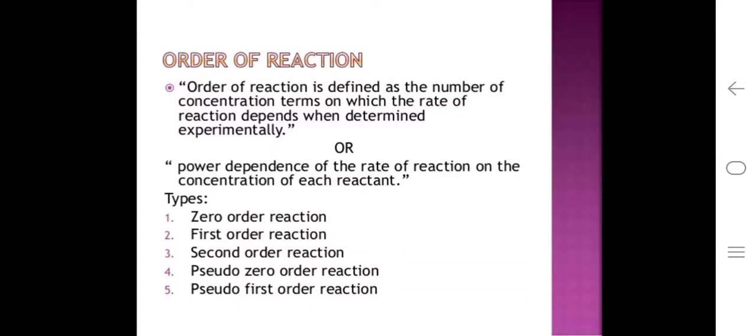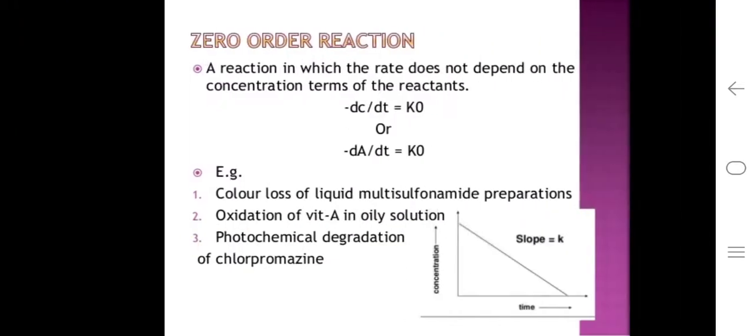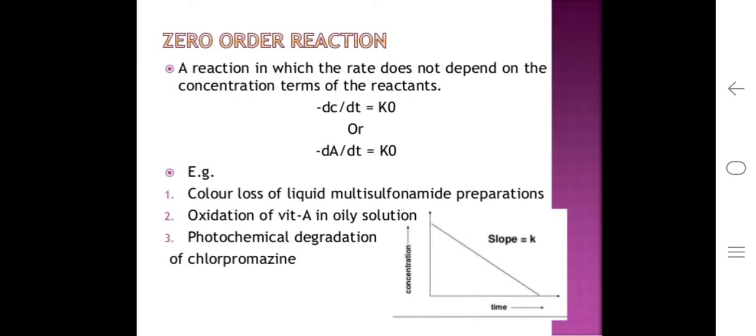These are basically 5 types: zero order reaction, first order reaction, second order reaction, pseudo zero order reaction, and pseudo first order reaction. Zero order reaction: a reaction in which the rate does not depend on concentration term of reactant. For example, color loss of liquid sulfonamide preparations, oxidation of vitamin A in oily solution, photochemical degradation of chlorpromazine.